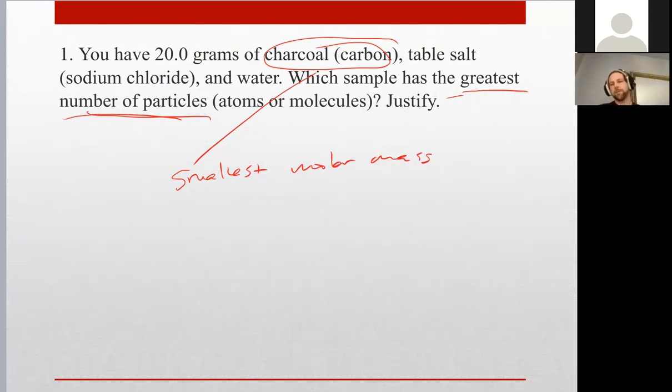And if you want to do the math for it, you can go ahead and calculate moles and convert that to particles, and you can see that carbon's more than a mole and sodium chloride is significantly less than 1 mole. And water is somewhere in the middle. The part about justifying this would have to be making some connection to the logic you're using, which in this case is using the idea of molar mass, which we got from the periodic table.